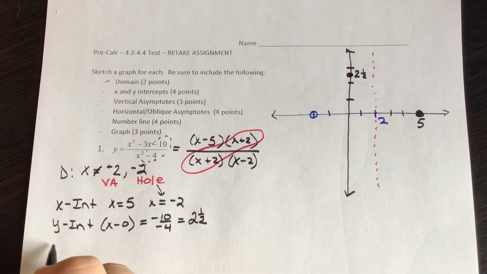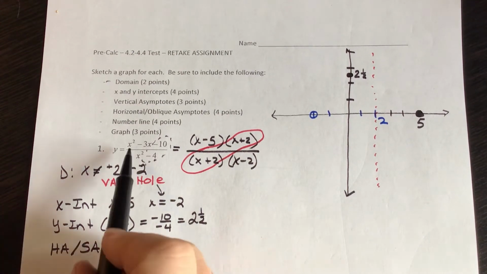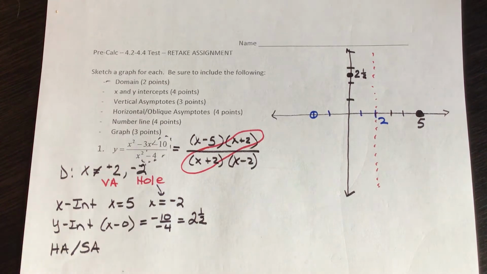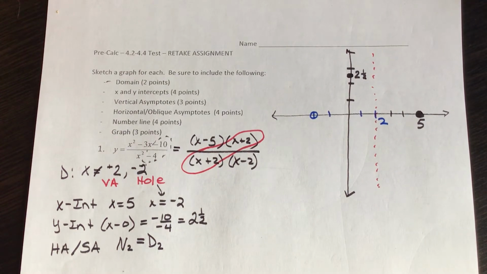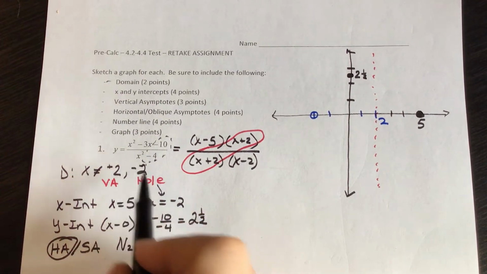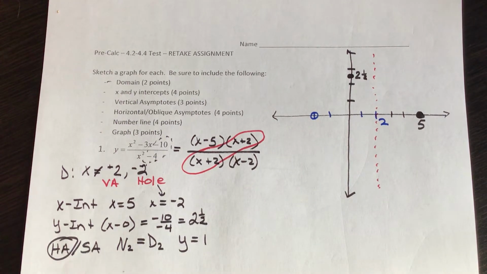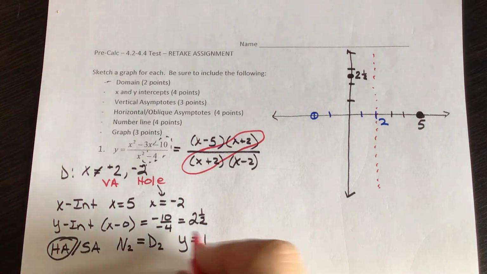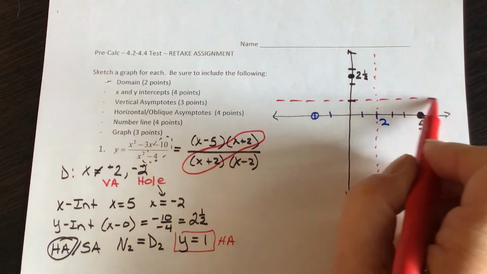Now I need to determine if I have a horizontal asymptote or a slant asymptote. Comparing my numerator and denominator powers of x, the degrees, my numerator is degree 2 and my denominator is degree 2, and they're equal. And when that happens, I do have a horizontal asymptote, and that occurs at the ratio of the coefficients. And I just have coefficients of 1 over 1, which is a horizontal asymptote at y equals 1. So I'm going to draw that in here.